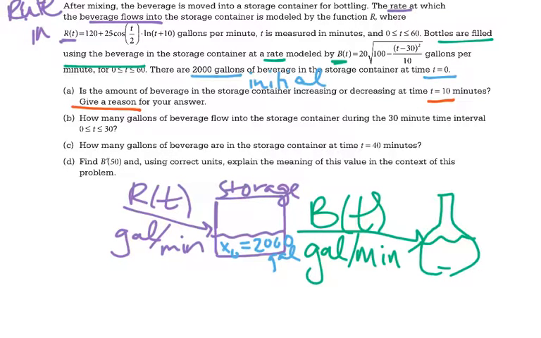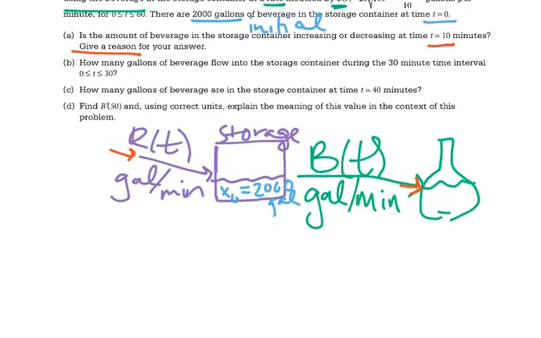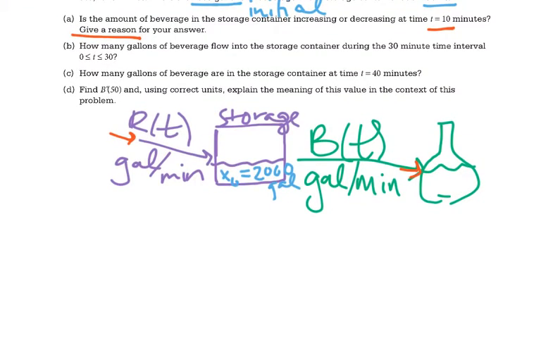So in order to figure out if it's going up or down, we need to compare the rate in with the rate out. So our rate in and our rate out, how do those two things compare at T equals 10? So really what we need to do is figure out what R of 10 and B of 10 are, or at least compare them.